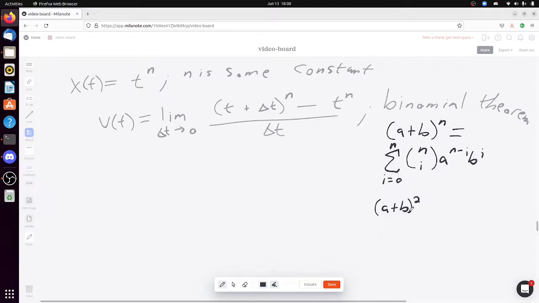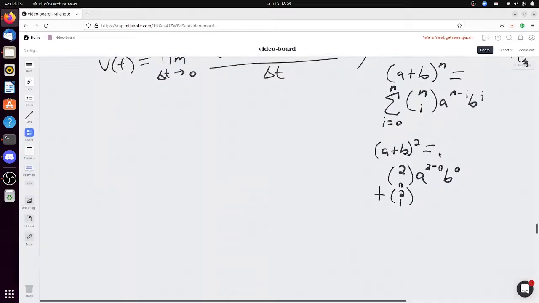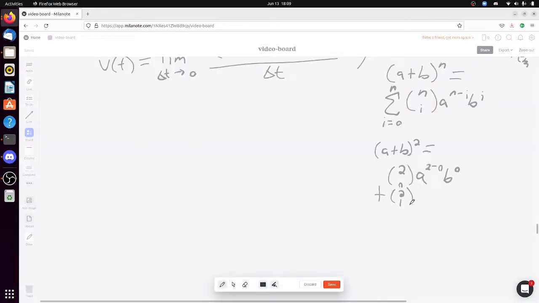So let's start with i equals 0. What is 2 choose 0? And then a to the power of n minus 0. n is 2 here, so 2 minus 0. And then b to the 0. Plus 2 choose 1, and then we have a to the 2 minus 1, b to the 1, plus 2 choose 2, a to the 2 minus 2, b to the 0. So if you actually think of these, what is it?